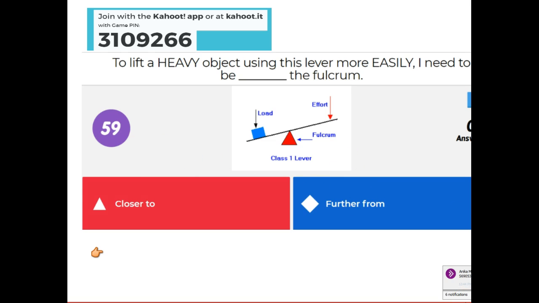And the answer, you guys, is further from the fulcrum. Remember the reason is because if you want to use less force, you always have to have more distance.